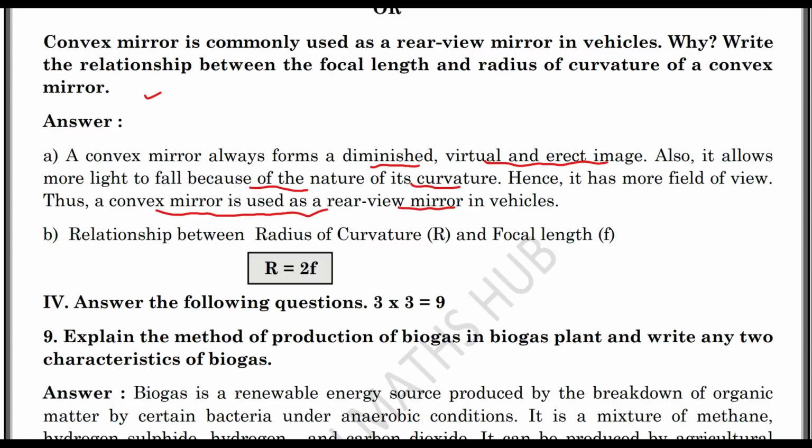The relationship between radius of curvature and focal length is R = 2f. Dear students, R = 2f or P = 1/f, the power of a lens. Based on this, definitely a 1 mark numerical or definition or relationship will be asked.